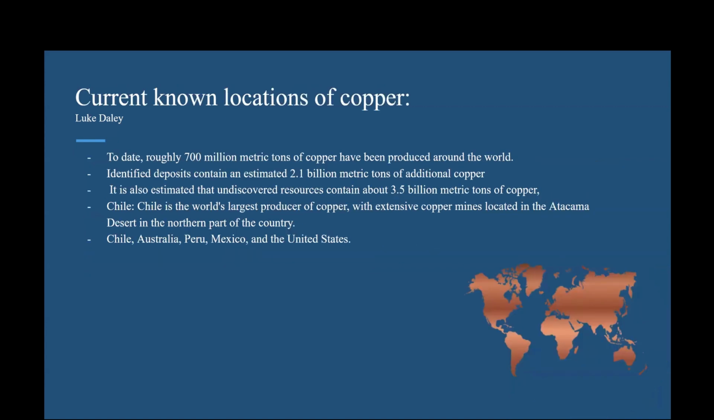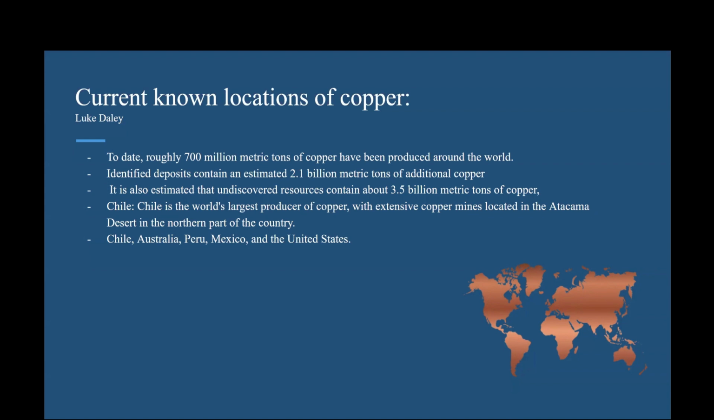Did you know that so far about 700 million metric tons of copper have been mined worldwide, and there are still vast reserves waiting to be tapped? An estimated 2.1 billion metric tons to be precise. With the known and undiscovered resources combined, we're looking at roughly 6.3 billion metric tons of copper just waiting beneath the surface of the earth.